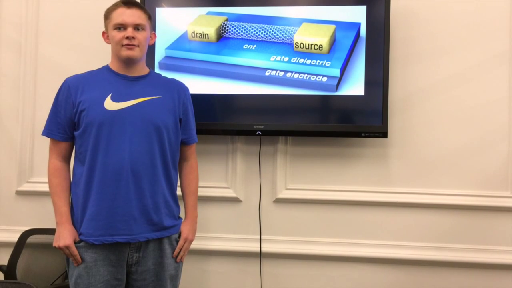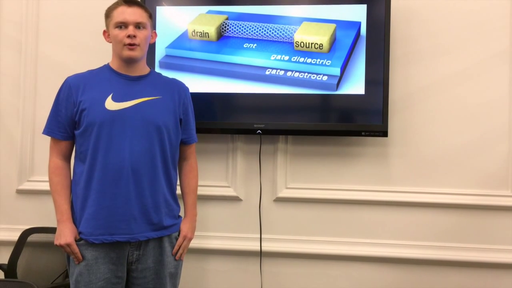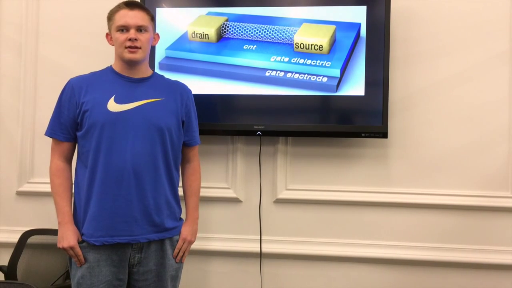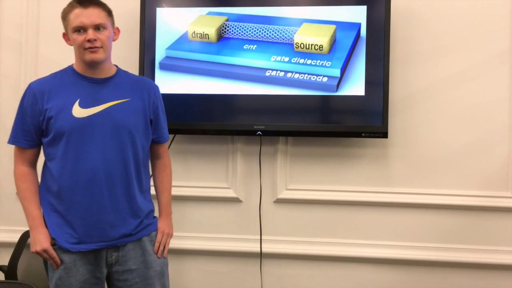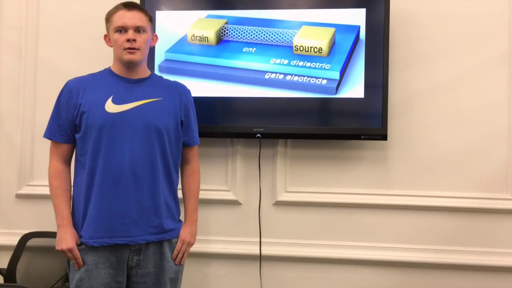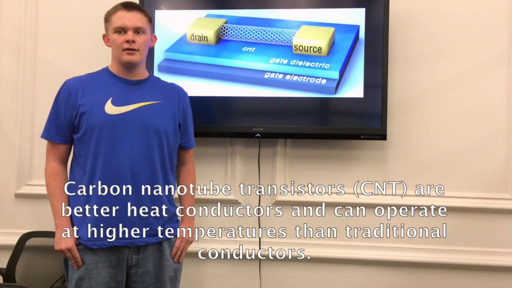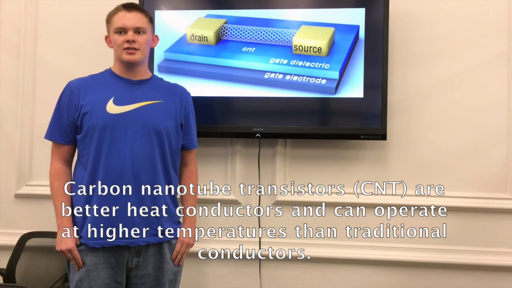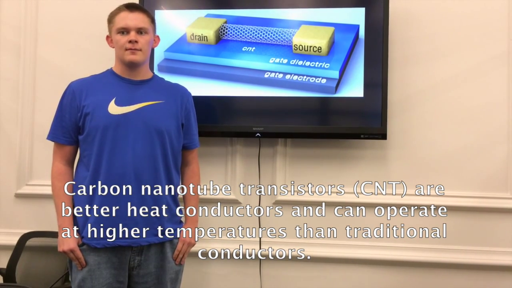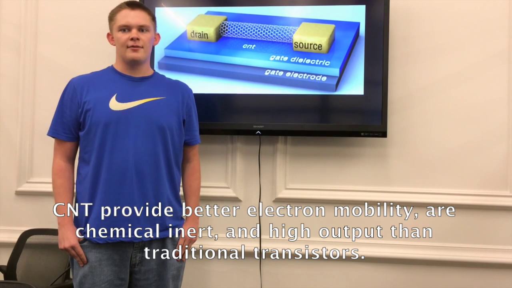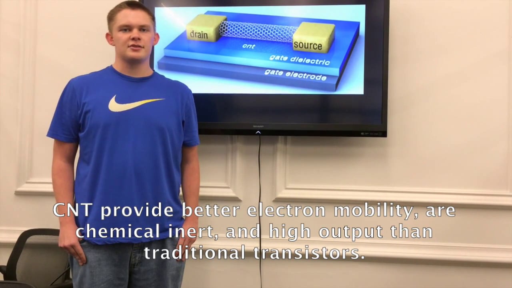After the nanoscopic fine metal particles are formed, the carbon nanotubes grow on the metal particles on the substrate by the plasma discharge generated from a high-frequency power source. The advantages of using CNT transistors are that they are much better conductors of heat and can operate at much higher temperatures than traditional transistors. They also provide better electron mobility, are chemically inert, and provide higher output than traditional transistors for the same input.